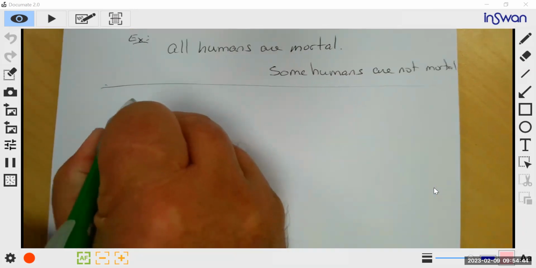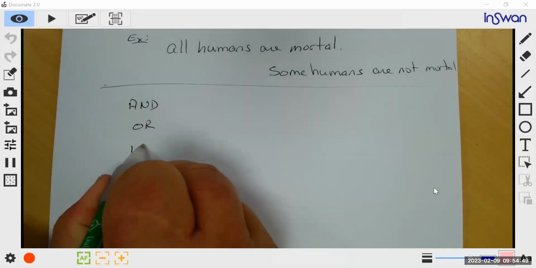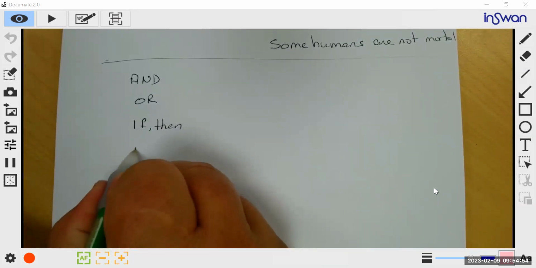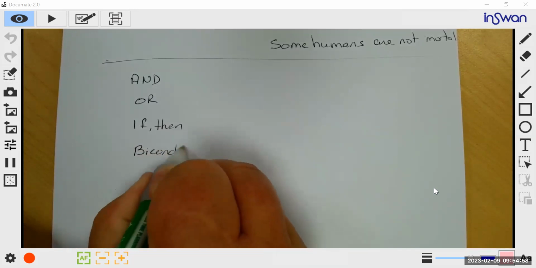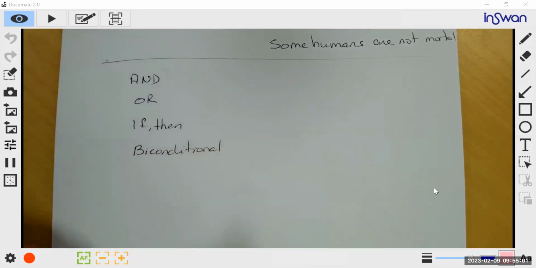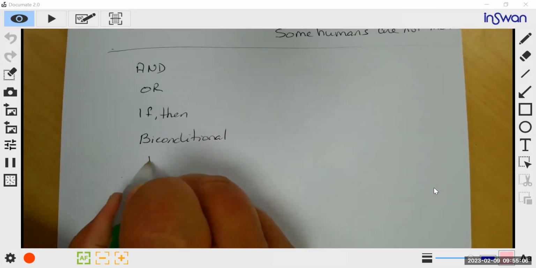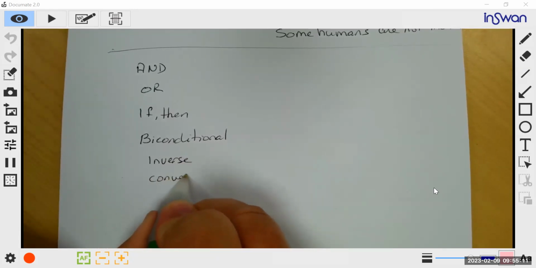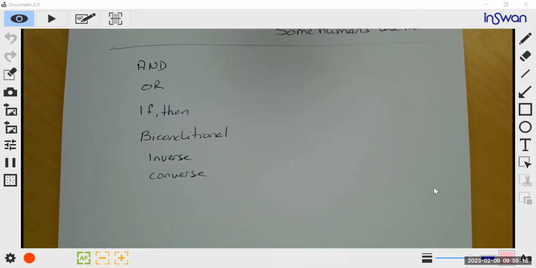So we talked about the and statement. We talked about the or statement, the if then statement, the biconditional statement. We're also going to look at the inverse and converse of a statement. We're going to do that next.